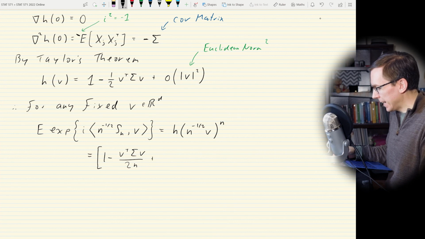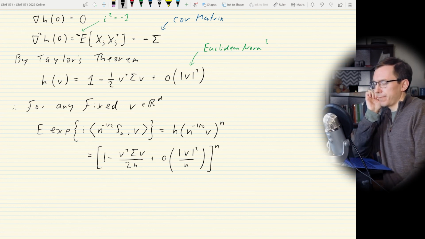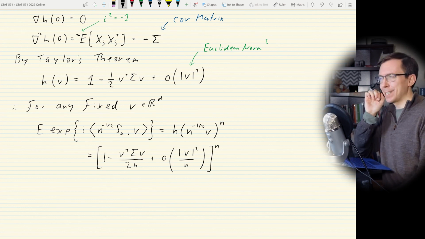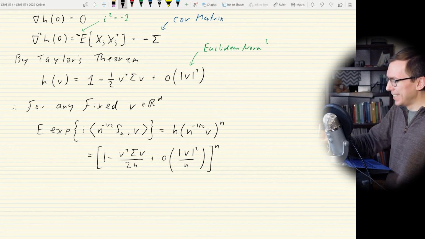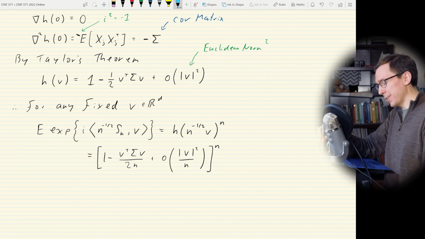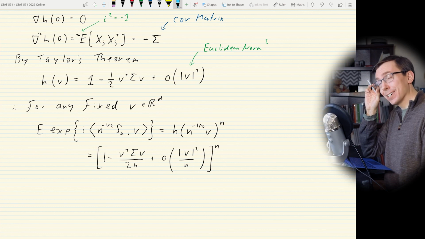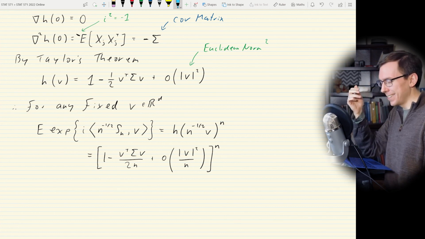And then I get a little o term, v squared divided by n, and this whole thing to the nth power. I'm not sure if I told you what little o is. Little o just means that it's like a remainder term in Taylor's theorem. It means that this term is going to go to 0 faster than v, I guess the v squared.